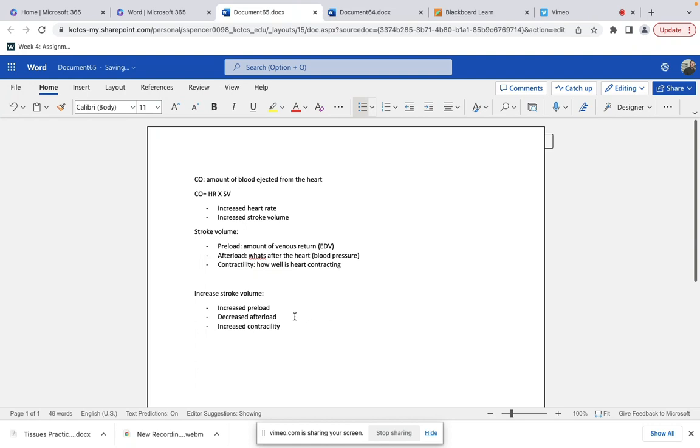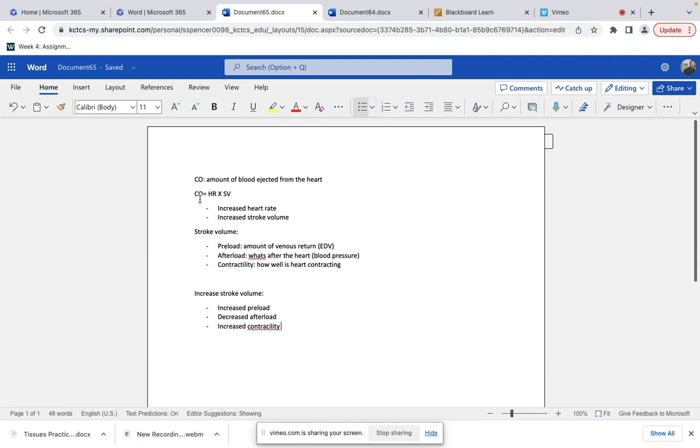So if you increase the stroke volume, you're going to do what to the cardiac output? Or you should, if compensation is not present. Right. You should increase the cardiac output. Absolutely. So if you increase the preload, there's going to be an increase in the stroke volume, which is going to do what to the cardiac output? It's going to increase it. If you decrease the afterload, you're going to increase the stroke volume, which is going to increase the cardiac output. If you increase the contractility, you're going to increase the stroke volume, which is going to increase the cardiac output.